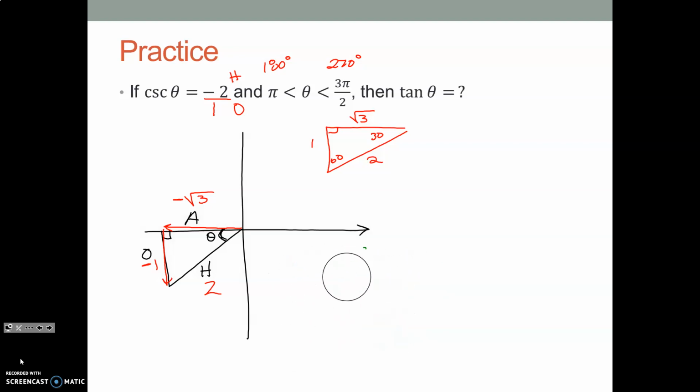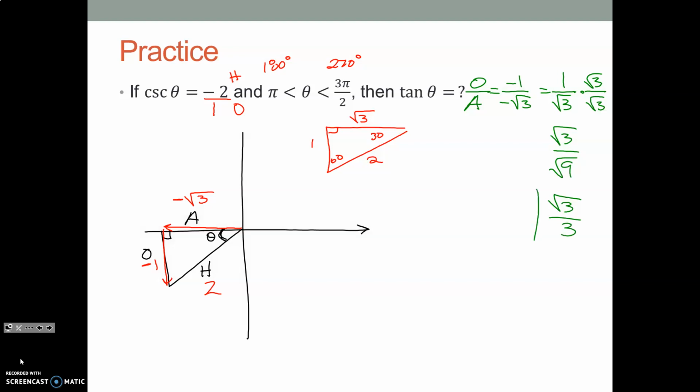But finishing this off, tangent, that would be our TOA part, so opposite over adjacent. Your opposite side is negative 1, and your adjacent side is negative square root of 3. Two negatives just cancel each other out. I need to get rid of the square root of 3, so I multiply by the square root of 3. That gives me square root of 3 over the square root of 9, which is square root of 3 over 3. So your answer for that one is square root of 3 over 3.